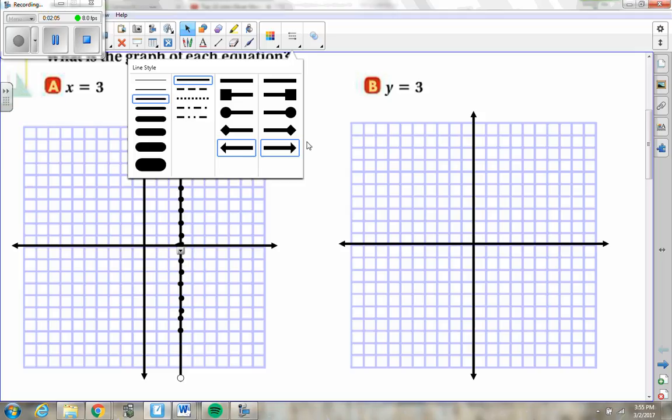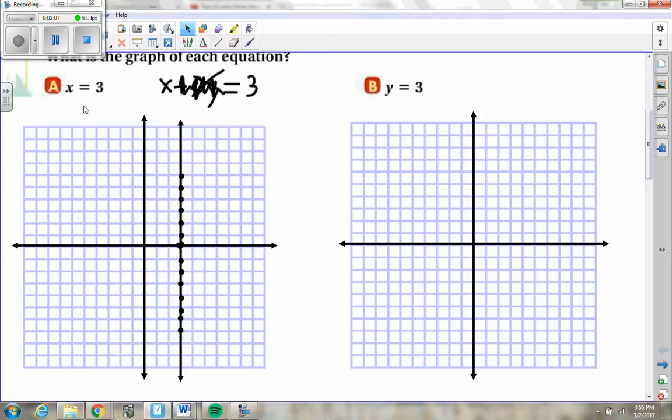So x equals 3 is a vertical line. X equals any number is a vertical line. X equals 5 would be here. X equals negative 6 would be over here, and so on. X is always a vertical line.